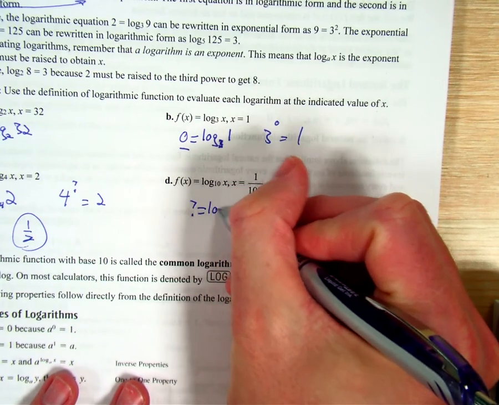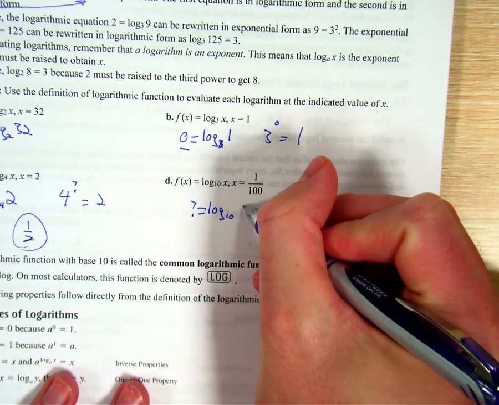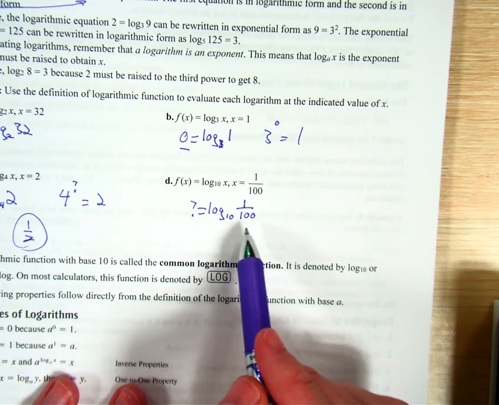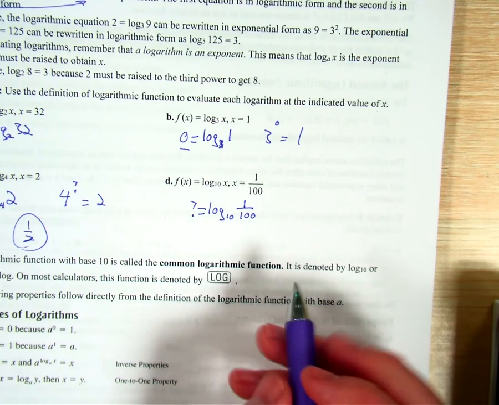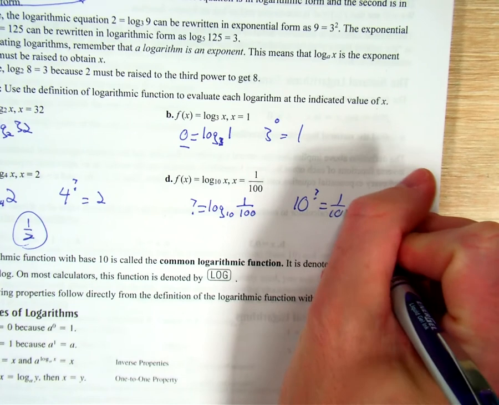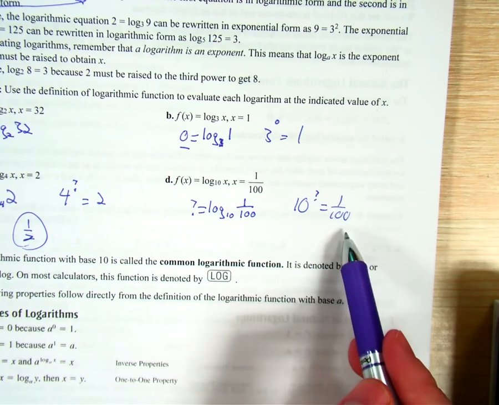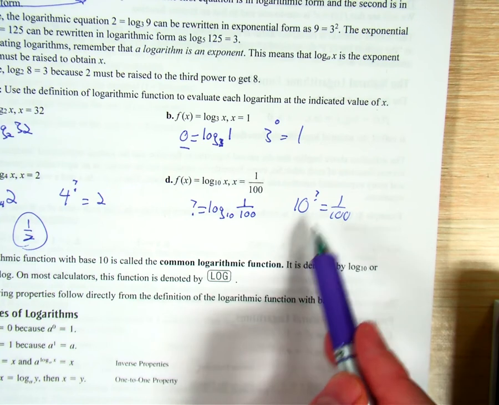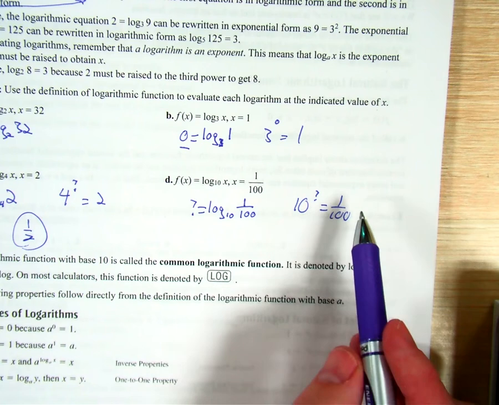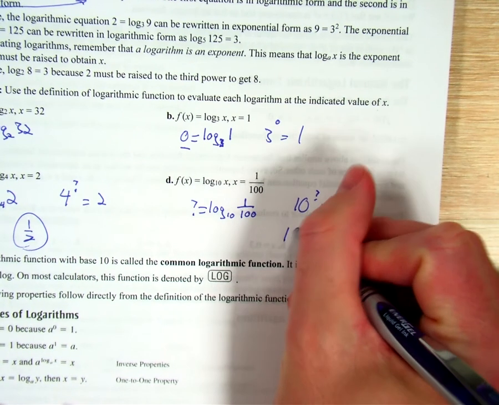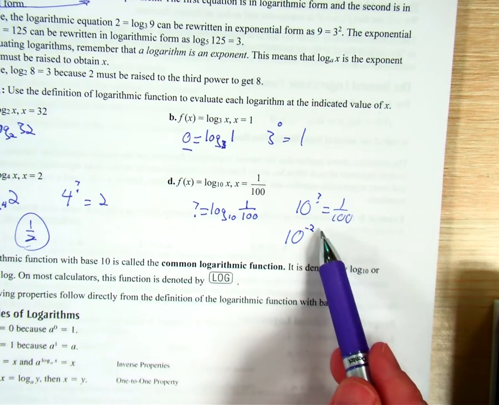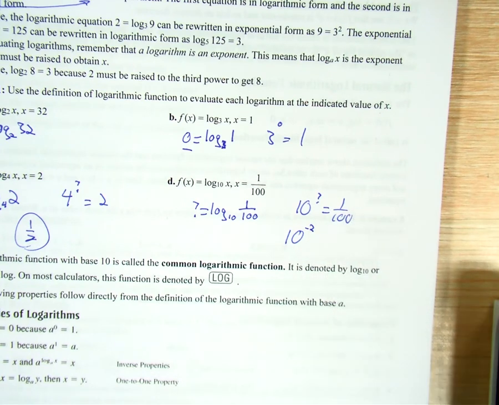What is the power of 10 that would give me 1 over 100? Okay, let's think about this the other way. What power of 10 would get me to 100? 2. 10 squared is 100. Now, how do I flip that upside down to 1 over 100? A negative exponent would flip it upside down. So 10 squared would be 100, and 10 to the negative second is 1 over 100.